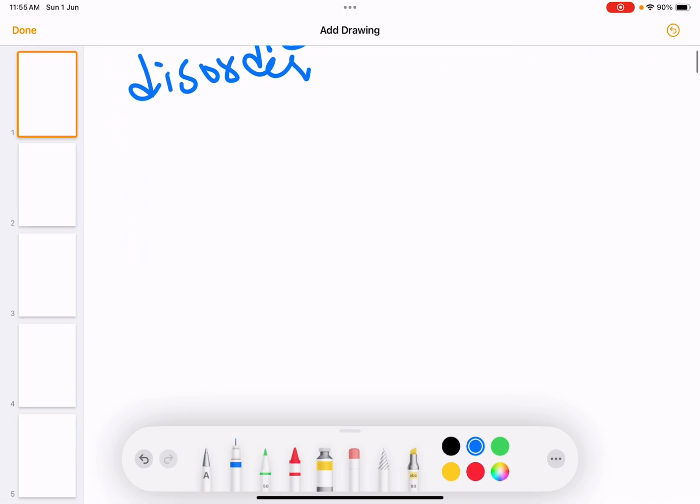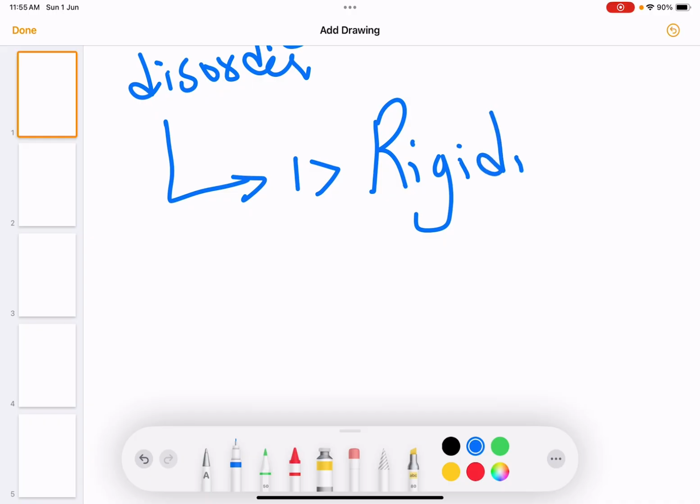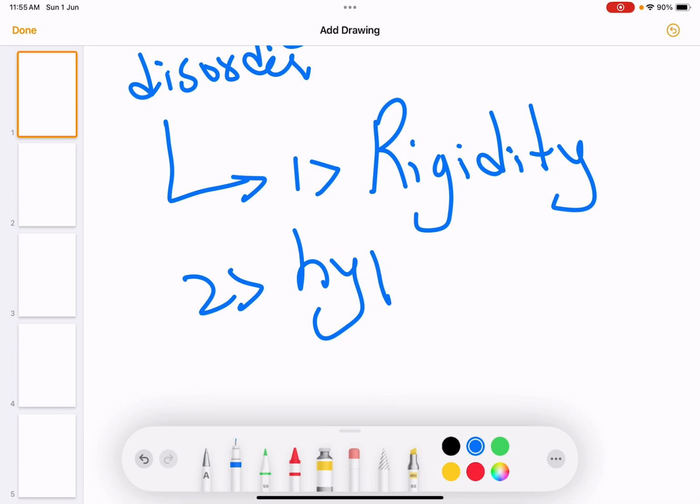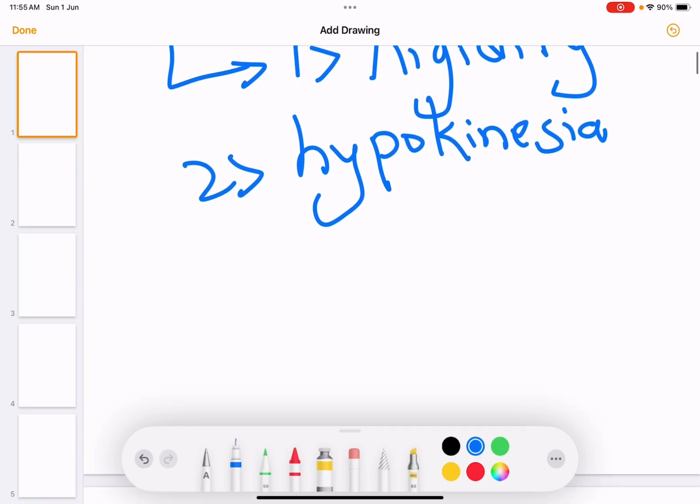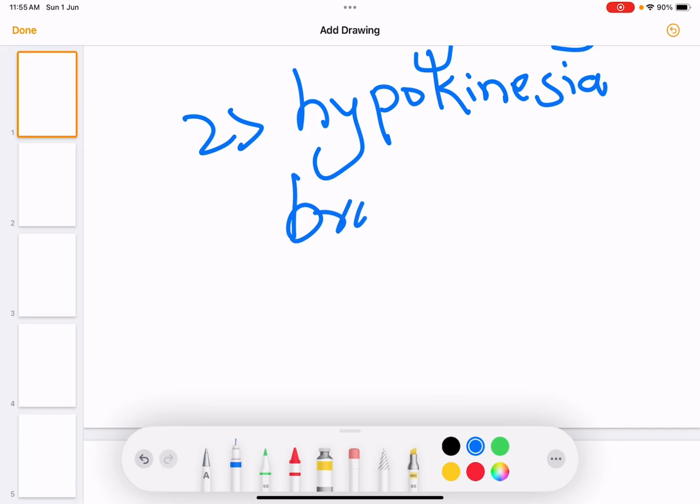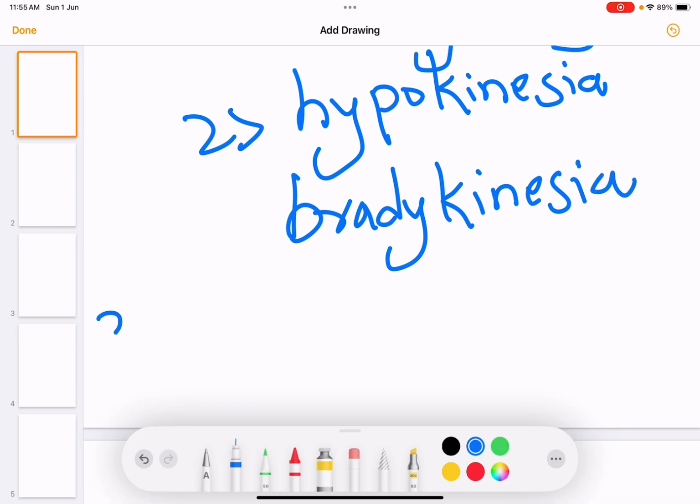It is characterized by three features mainly. One is rigidity, that is increase in muscle tone. Second is hypokinesia or bradykinesia, which is slowing of movement. And the third one is resting tremors.